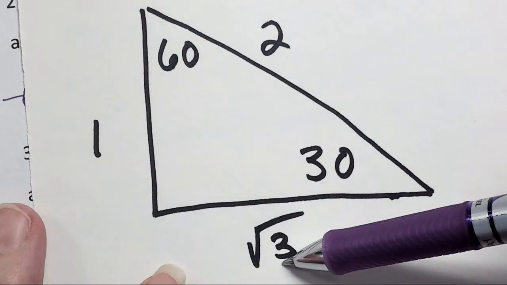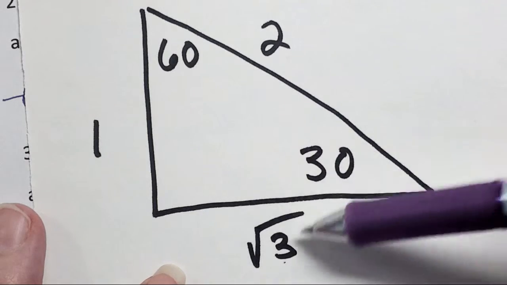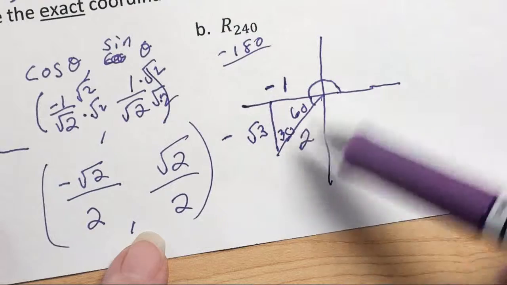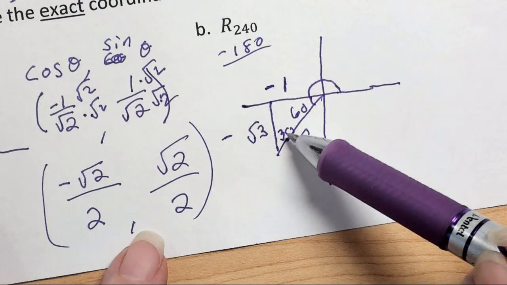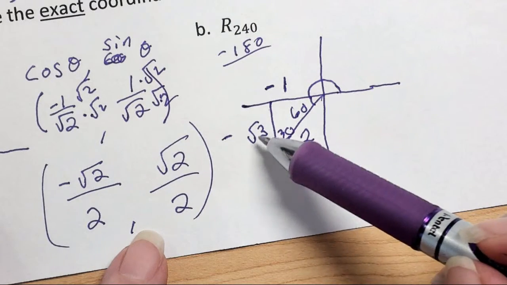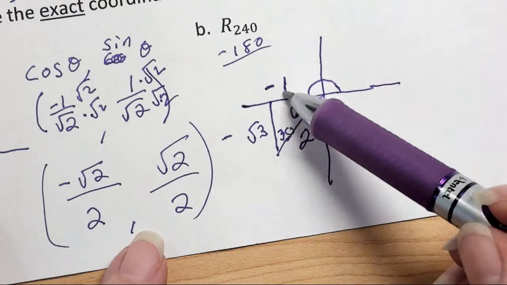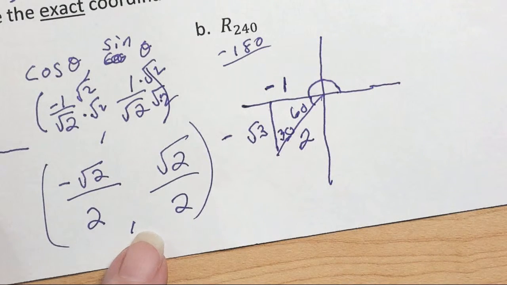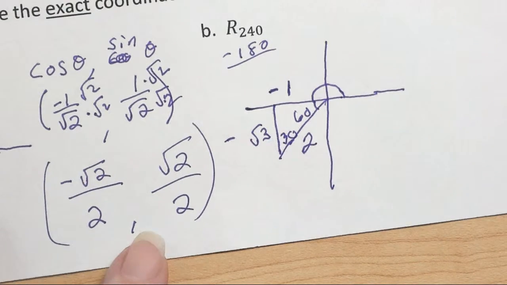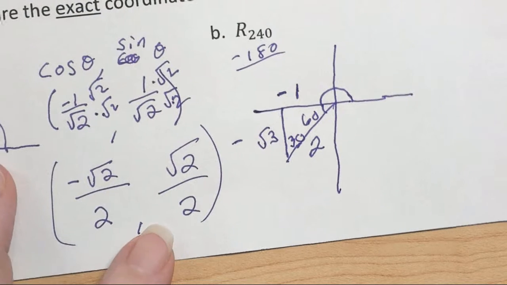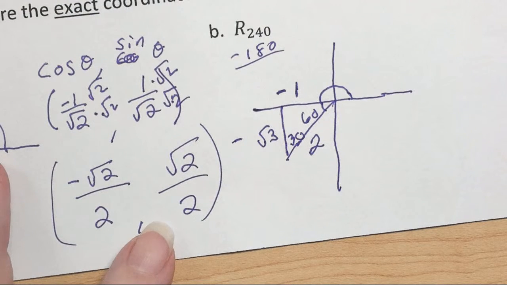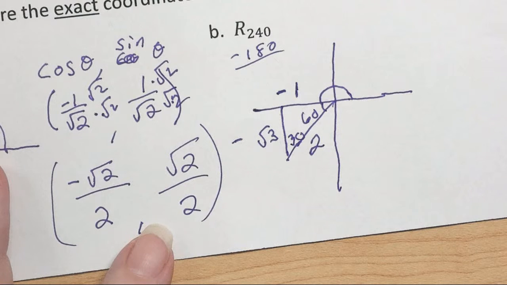Across from the 60 is square root of 3. I always do my 30, just because that's how I have it memorized. So 30 is here, that means square root of 3 is here. Across from my 30 is always the 1. Alright. So is the hypotenuse always positive? Always positive. Yeah. Other questions?